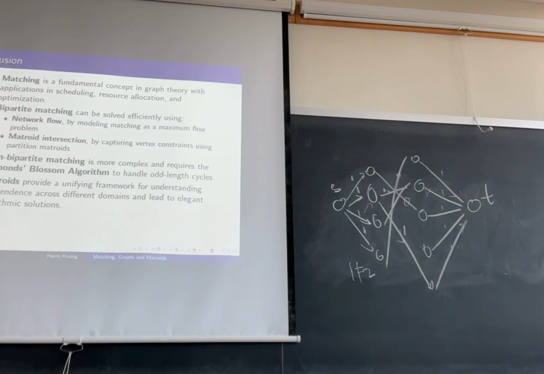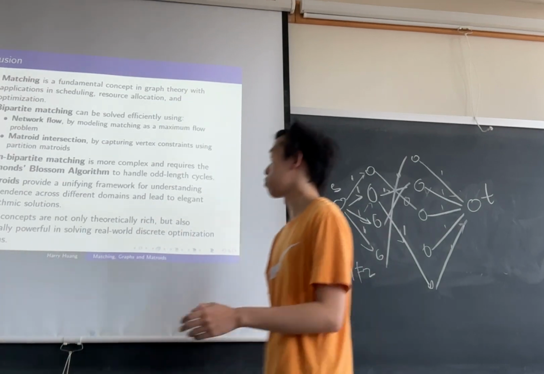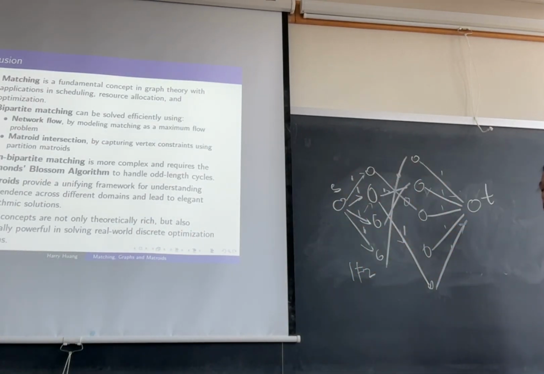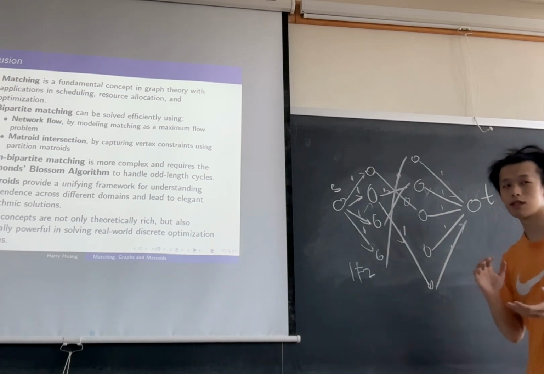So this is the conclusion for our talk today. First we introduced bipartite matching. Then we solved it by network flow, and then we solved non-bipartite matching by the Edmonds Blossom algorithm. Then we introduced the matroid, and by matroids we have an algorithm called matroid intersection, which helps us find the maximum bipartite matching, but in a different and more powerful way. And this concept is very useful, even practical. So this is our talk today.